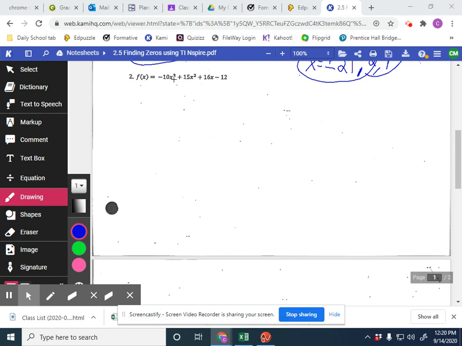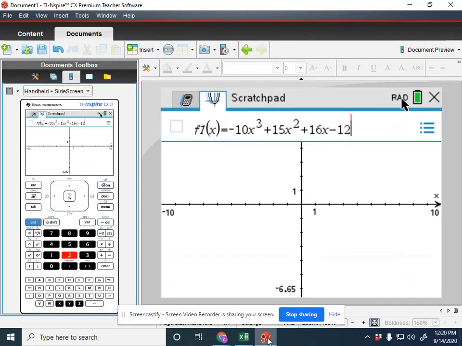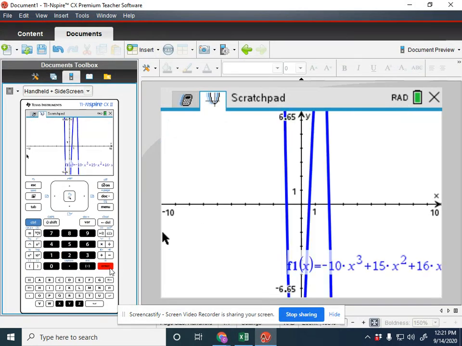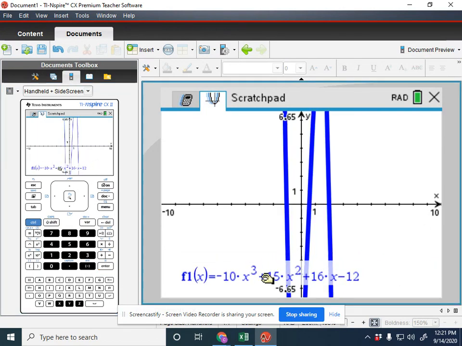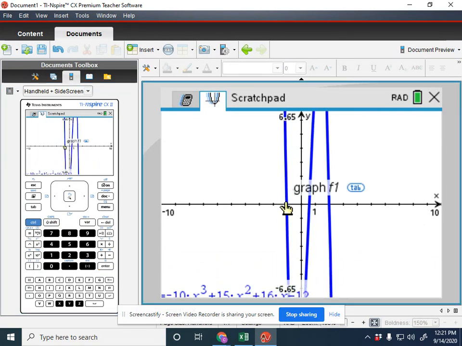Number 1, the degree was 5. We had to do synthetic division 3 times. So this right here, we should be putting in our TI-Nspire. So I'm going to go to the TI-Nspire. And here it is, that's that same equation. I'm going to hit enter. And you can see this hits it 3 times. All right.